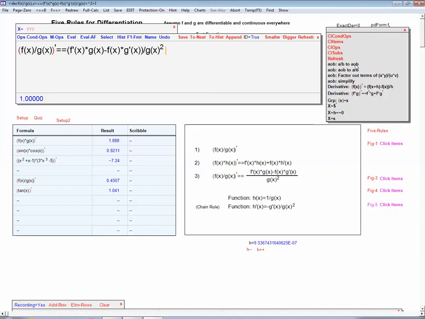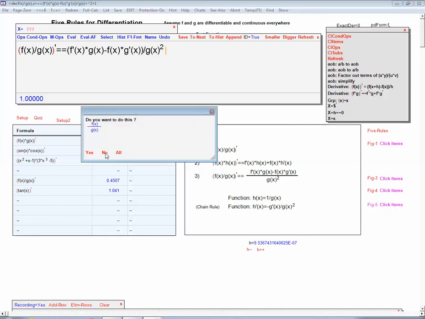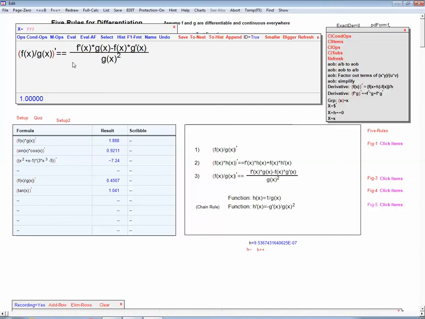Let me put it in a over b style just so it's a little clearer what's going on. Okay, there's our formula. We have f prime g minus f g prime over g of x squared. So that is the proof of the quotient rule.